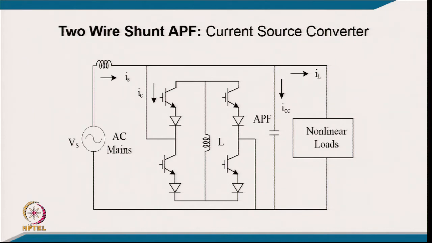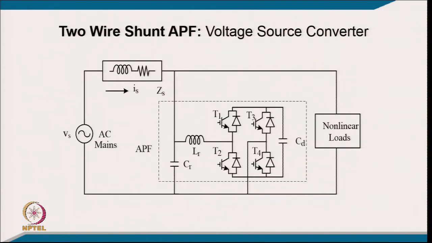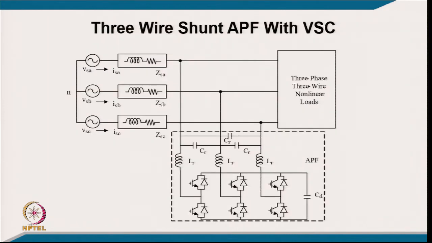So, that is the current source converter based single phase active filter, and this is the voltage source active filter with the bridge, and typically you have a ripple filter sometimes along with the capacitor. The small resistance is also there, which we discussed earlier in case of other converter circuits. So, this is the voltage source converter which people normally use, and this is the 3 phase 3 wire voltage source converter with the active filter.